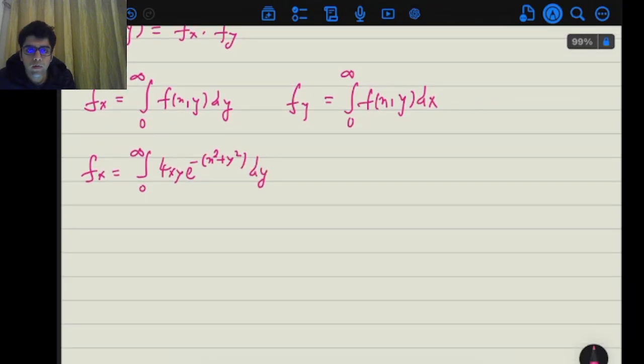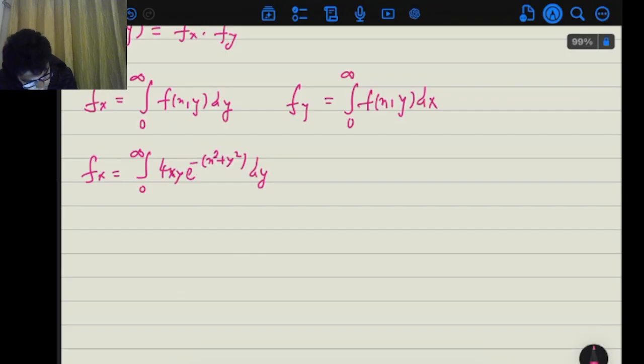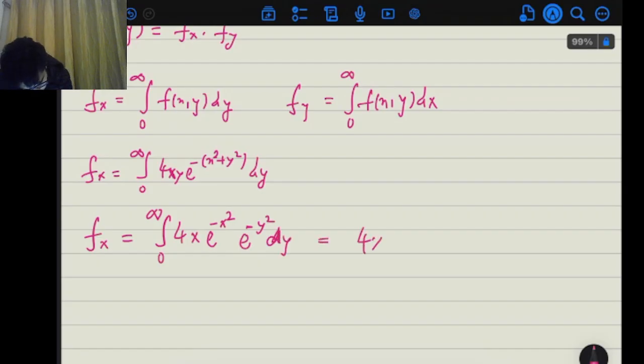So this is my PDF, right? Now I should write. I'll be treating x as a constant, 4 as a constant, and e to the power minus x square also as a constant. So I only have e to the power minus y square dy, which I need to integrate. I'll be taking 4x e to the power minus x square out, with limits 0 to infinity, and I'll be left with e to the power minus y square dy.